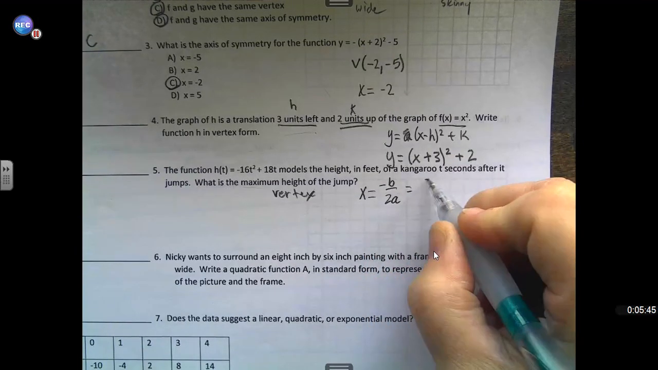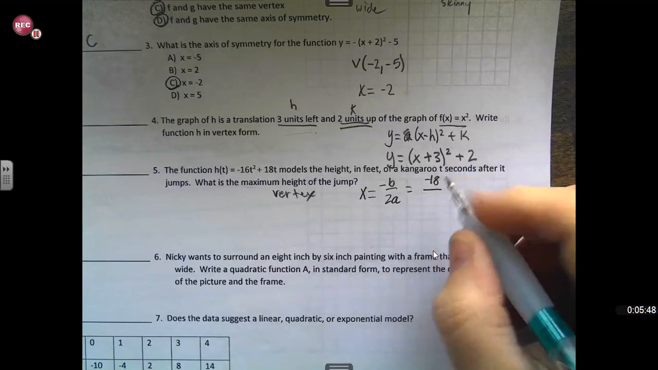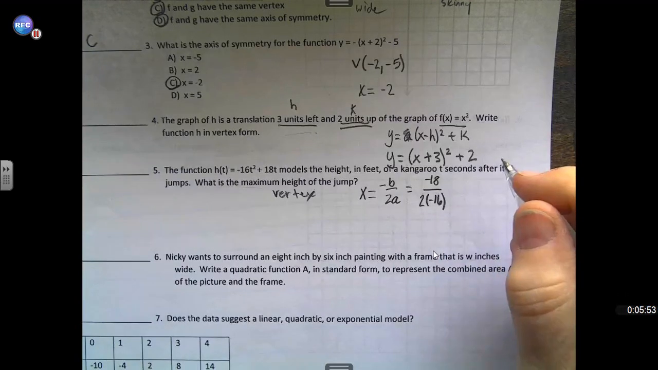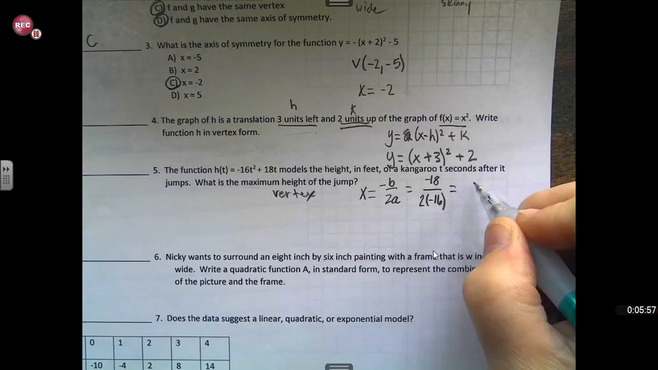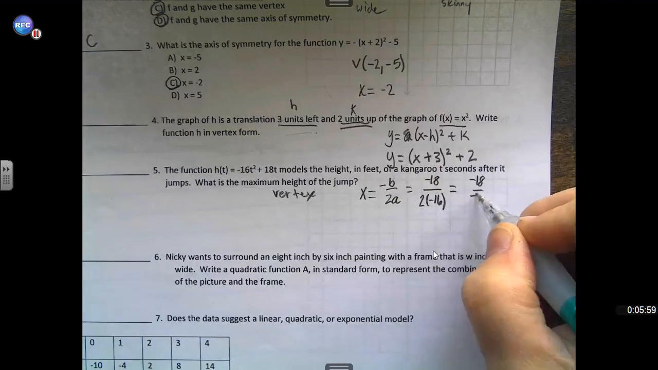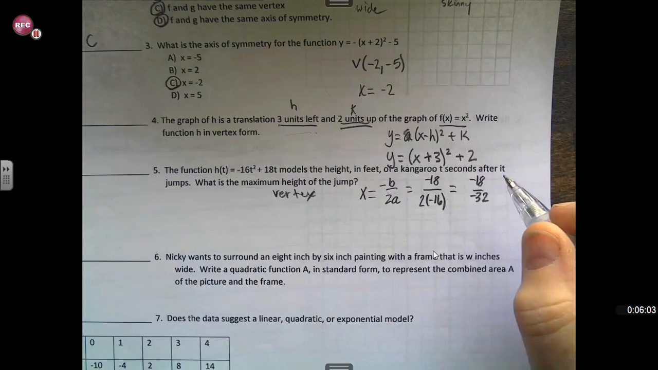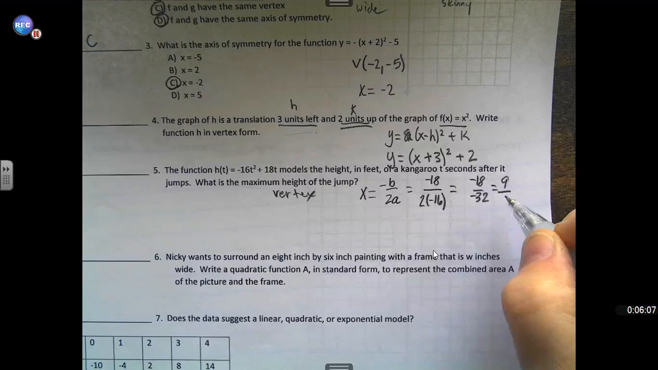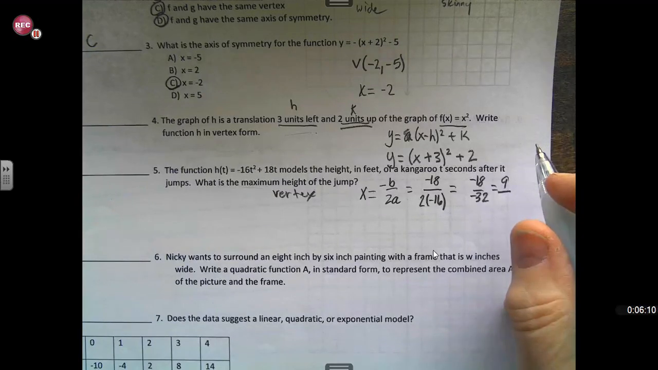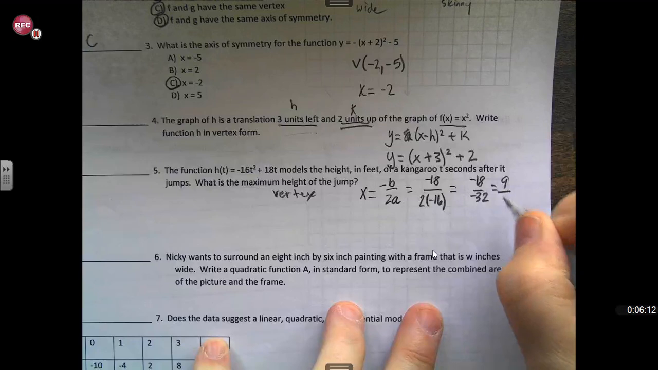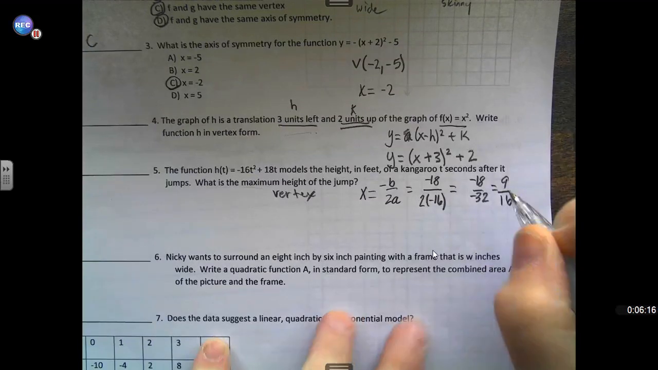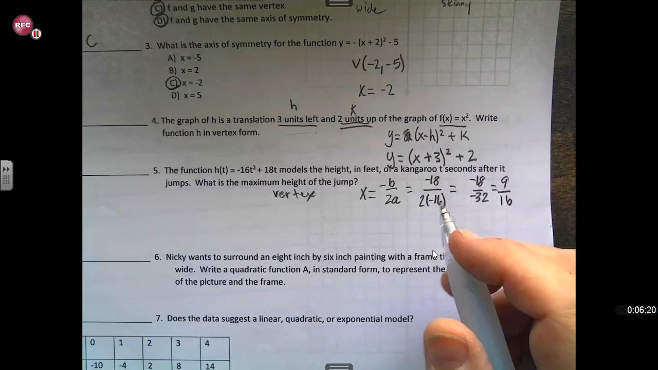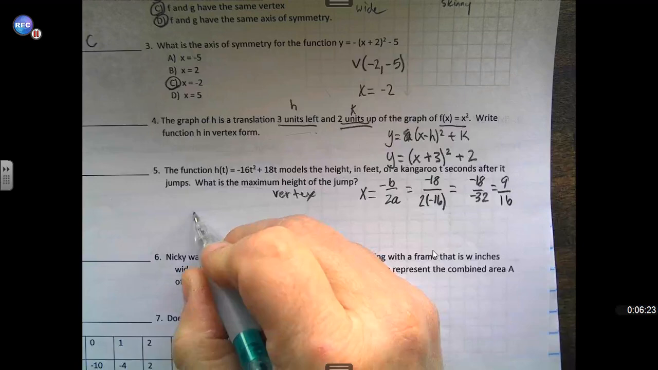So that's going to be negative 18 over 2 times negative 16, which is negative 18 over negative 32, which reduces to 9 over, head scratcher, 9 over 16. Yes, and that's the x value. So that's when the maximum value occurs. They want us to find the maximum values. That makes it a little bit harder question.